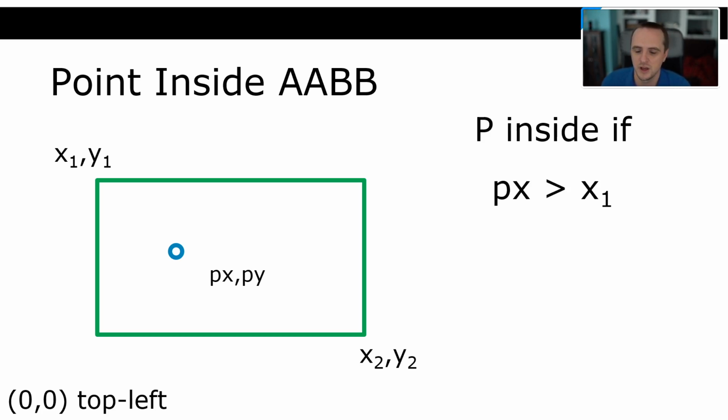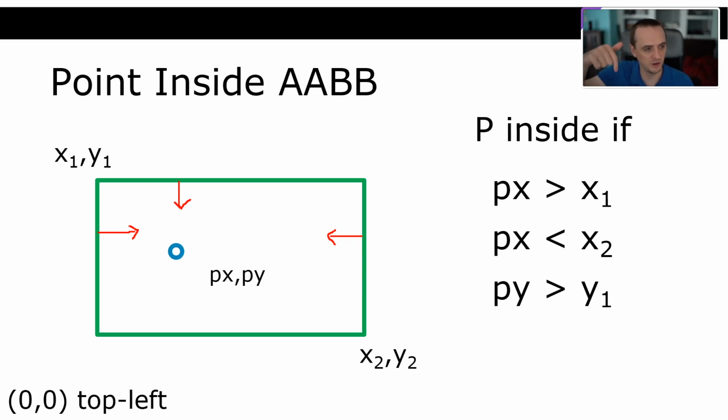So, P is inside the box if the following conditions are true. If Px is greater than x1, right? So it has to be right of the leftmost side. If Px is less than x2, so it has to be less than the rightmost side. If Py is greater than y1, so it also has to be below the top. And I'm sure you can all guess what the next step is. It also has to be above the bottom. Right?